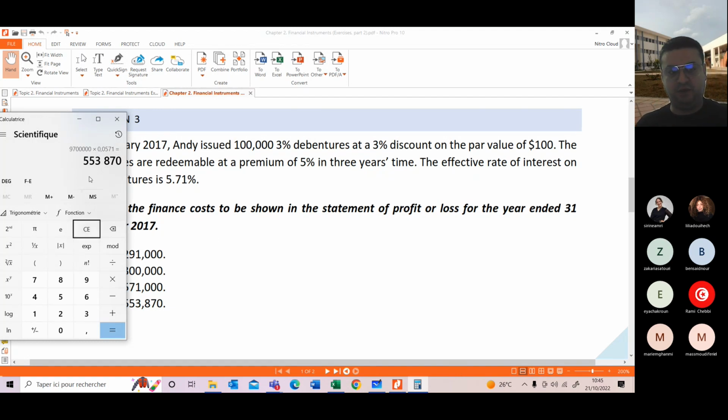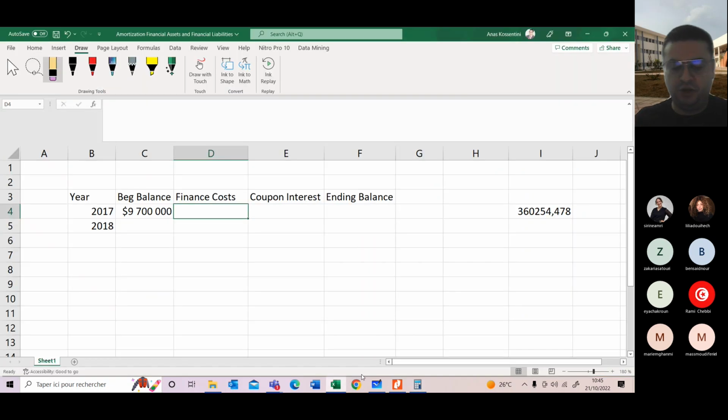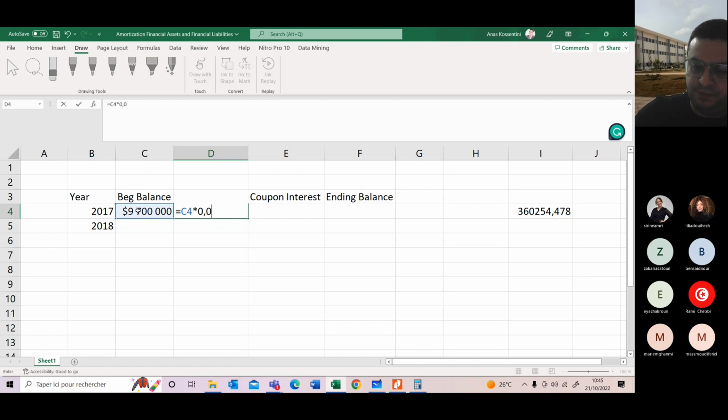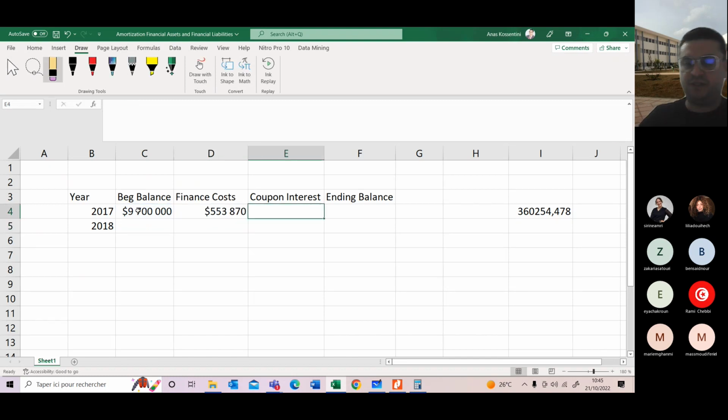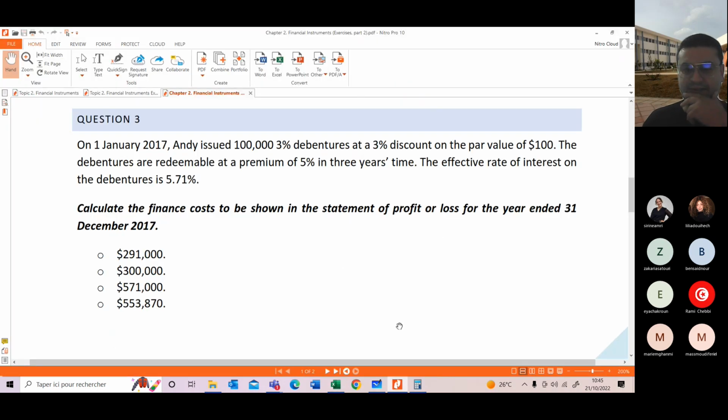$553,870, right? This is how we compute it. Of course, this is the answer finally to the question, but you know, guys, how we deal with this. So it's just equal to this one times 0.0571. The coupon interest is what?